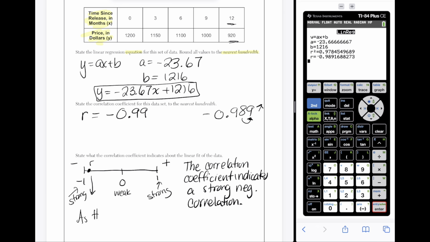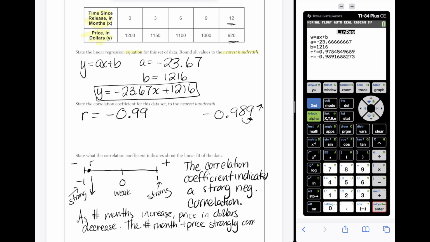As the number of months increase, price in dollars decrease. The number of months and price strongly correlate. And boom, that is it.